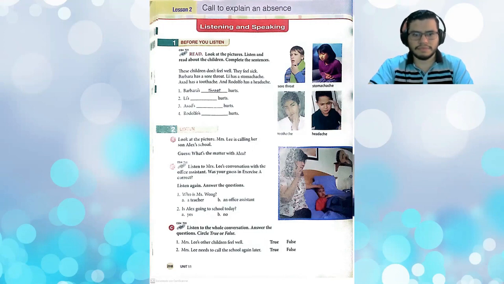Page 208. Before you listen. These children don't feel well. They feel sick. Barbara has a sore throat. Lee has a stomachache. Asa has a toothache. And Rodolfo has a headache.